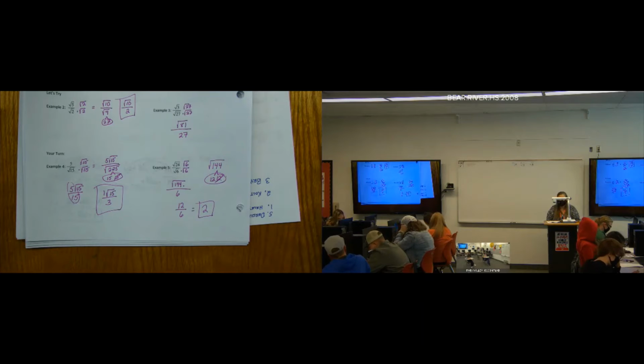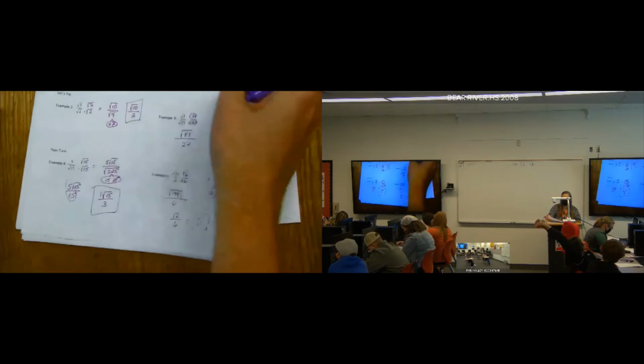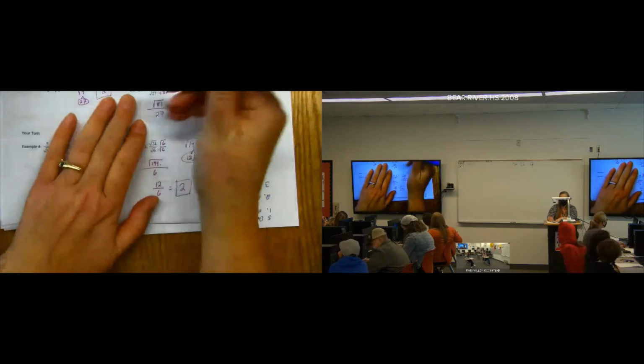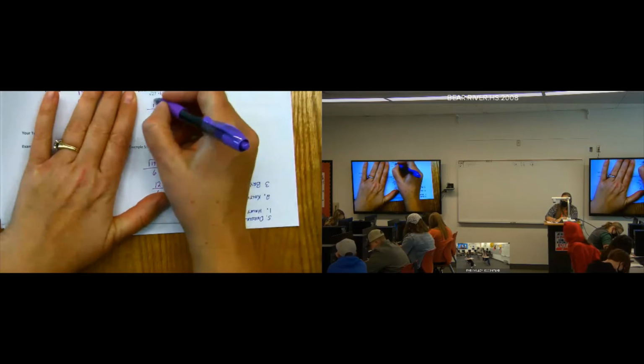But I have a question. If the 27 is on the very top, and it doesn't have a number on the outside, does it just become a 27? Yes. Every time? Every time. Okay, so what's the square root of 81?